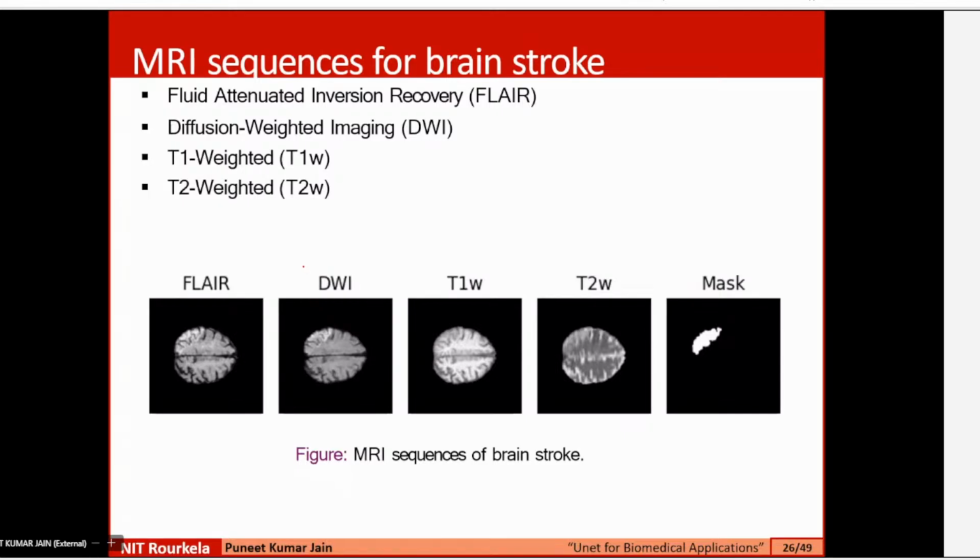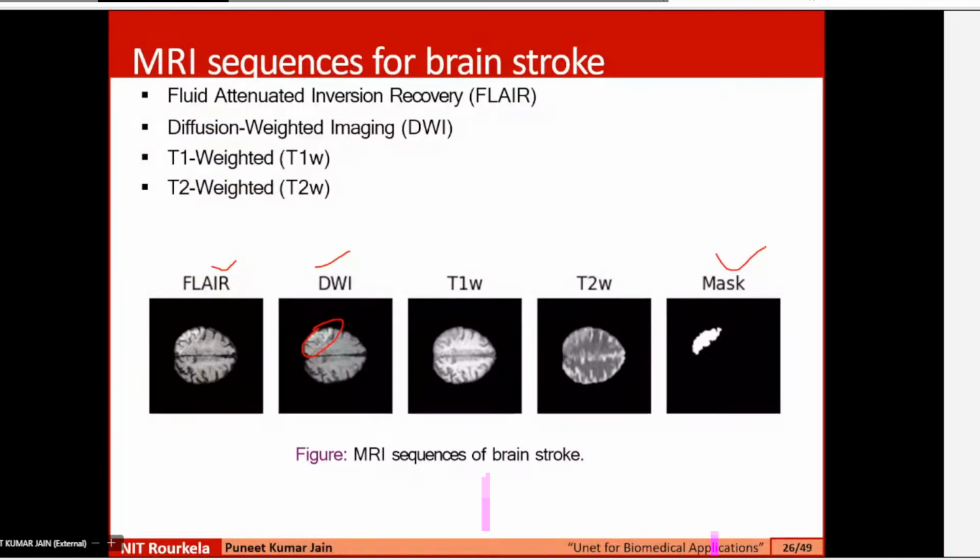Like in this case, DWI and FLAIR show that there is some signature of the abnormality. The mask is nothing but the ground truth, which describes the actual presence of the abnormal tissues. While in case of T1W, T2W, this abnormality is slightly reduced, meaning not prominently present.